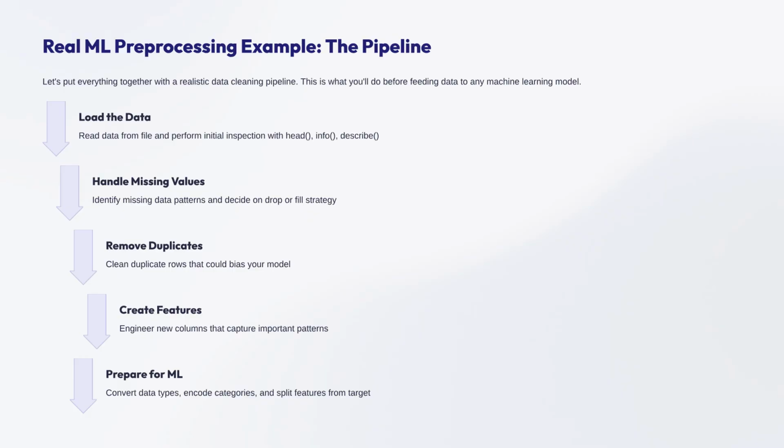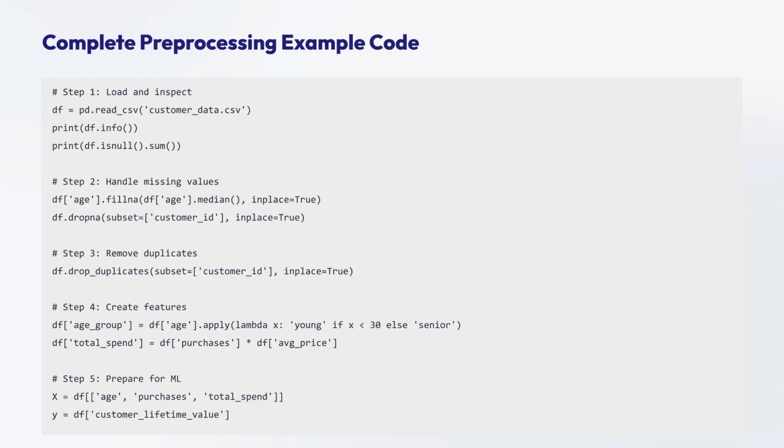Putting it all together, a typical machine learning pre-processing pipeline involves 5 steps: load and inspect, handle missing values, remove duplicates, create new features, and finally, prepare the data for the ML model. This code demonstrates the full pre-processing flow, from loading data and filling missing age values with the median, to removing duplicates, engineering a new "age_group" feature, and ultimately splitting the data into features, X, and the target, Y.